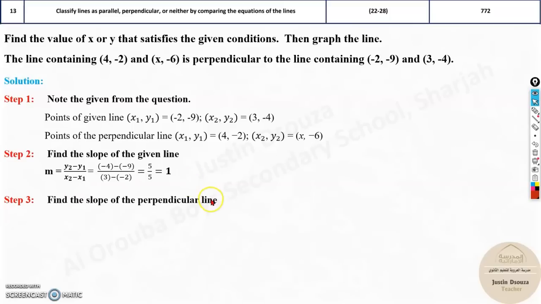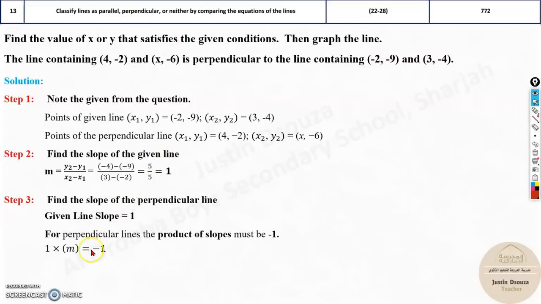Now find the slope of the perpendicular line. How do you find this? All you need to do is, given slope over here, given line slope is 1. So when you multiply this with the perpendicular line slope, it must be -1. 1 times m equals -1. The answer for the perpendicular line is -1. So now we know this is the slope.